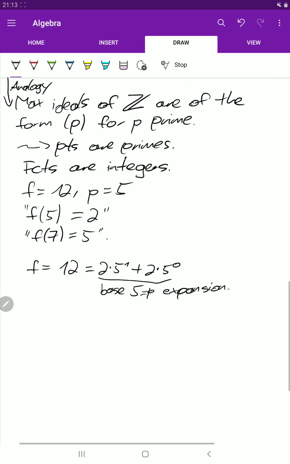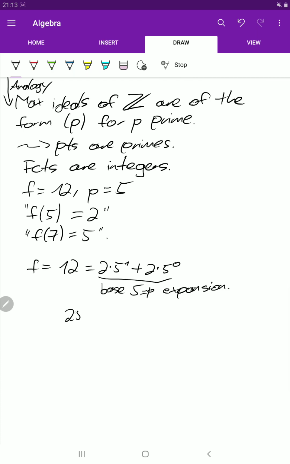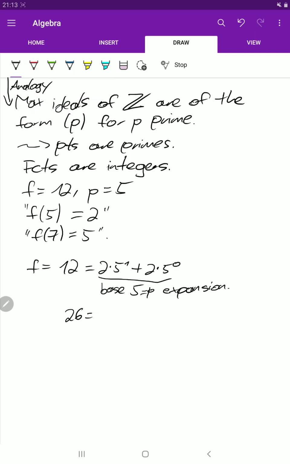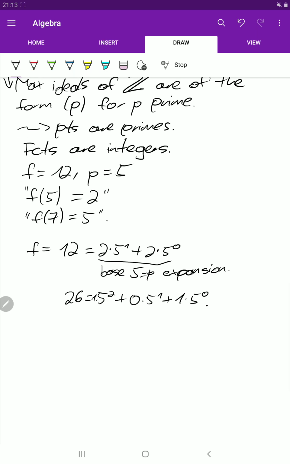And of course, if we would do 25, or let's say 26, we would have 5 to the 2 plus 0 times 5 to the 1 plus 1 times 5 to the 0. Okay, so now we have a Taylor expansion.